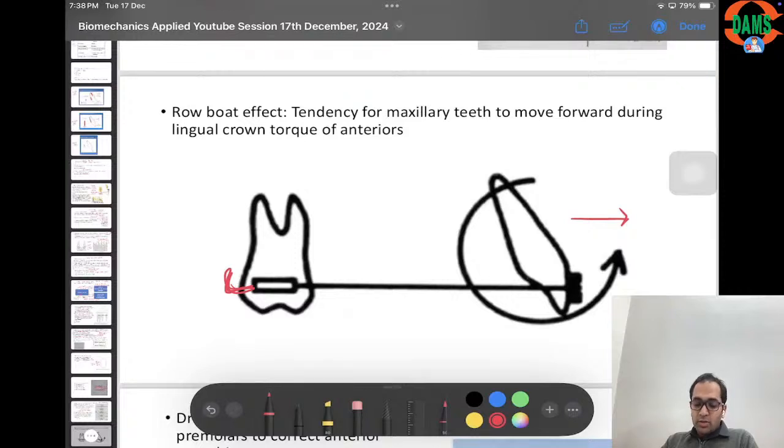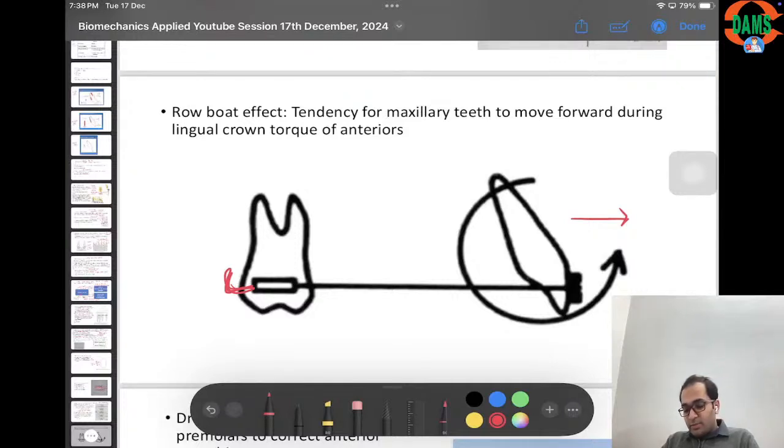So imagine you are sitting in a boat, rowing it with the help of oars. What will happen? We push the water backwards, and the water provides a forward pulling tendency to the boat so as to push it forward. A similar thing is happening here in these teeth. It is the tendency of maxillary teeth to move forward during lingual crown torque of the anteriors.